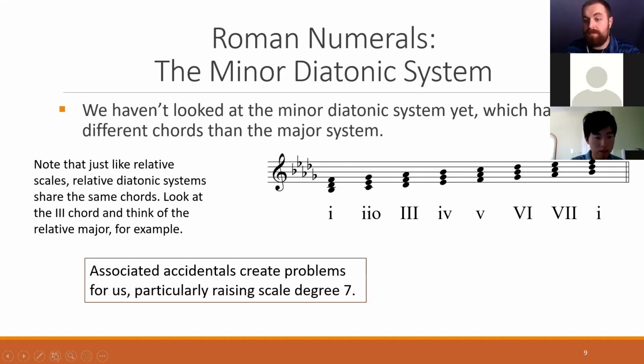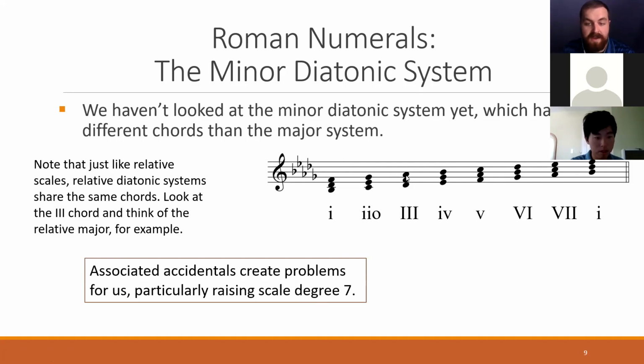The problem with minor is associated accidentals. So I did make a supplemental video on the types of minor scales. If you did watch that, which I highly recommend if you were particularly a music major or a minor, specifically scale degree 7, what we would call the harmonic minor scale, creates some problems for us. If we think of all of the chords that are affected by raising scale degree 7, A flat up a half step becomes A natural. Scale degree 7 is raised. That gives us 3 new chords.